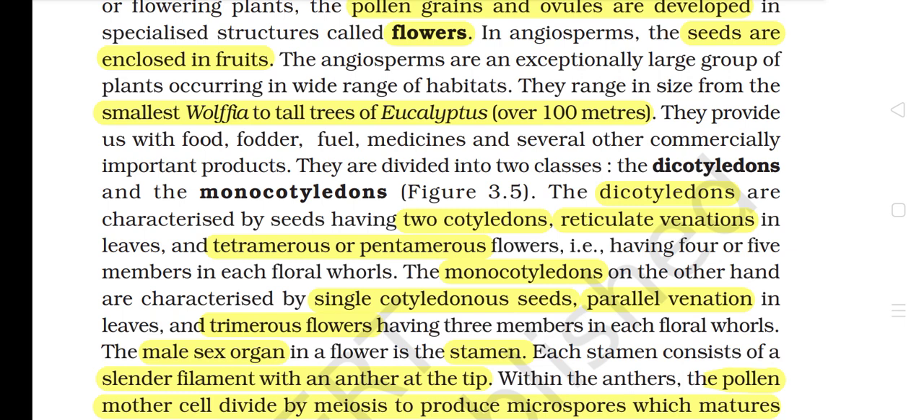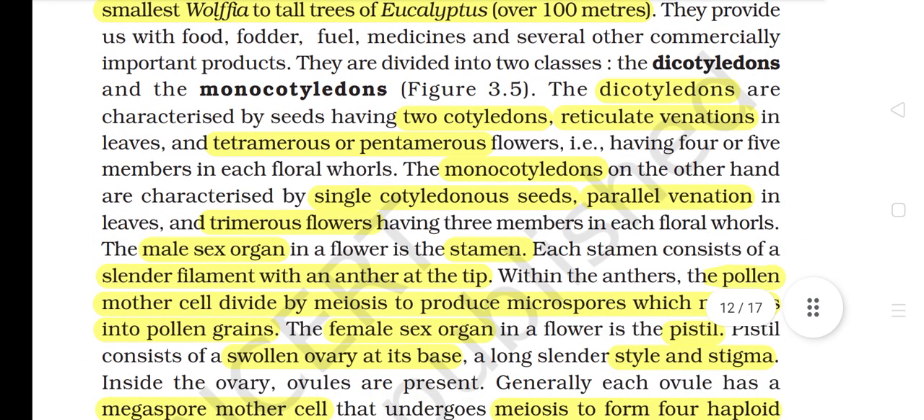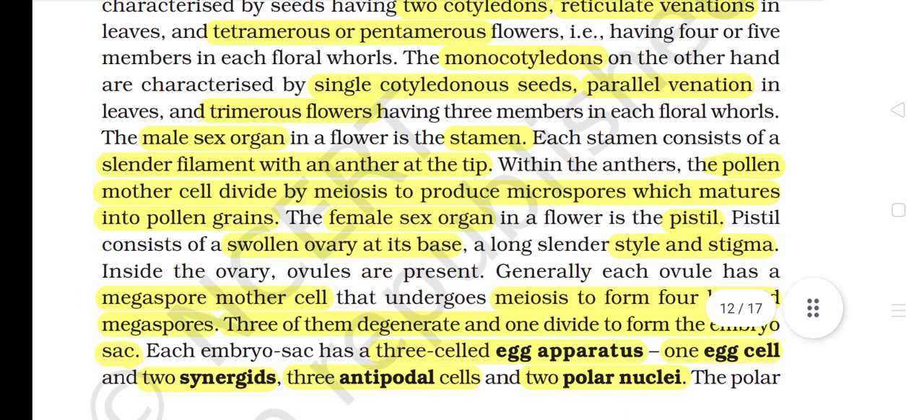They are divided into two classes, the dicotyledonous and the monocotyledonous. The dicotyledons are characterized by seeds having two cotyledons, reticulate venation in leaves, and tetramerous or pentamerous flowers, that is, having 4 or 5 members in each floral whorl. The monocotyledons, on the other hand, are characterized by single cotyledonous seeds, parallel venation in leaves, and trimerous flowers having 3 members in each floral whorl.